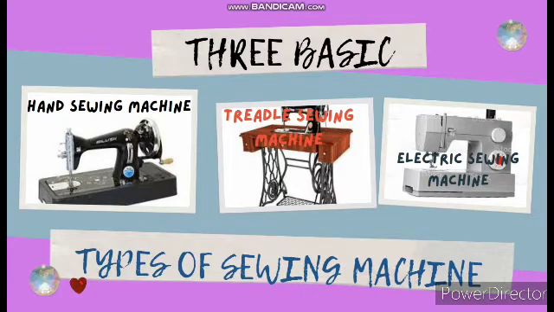Now we are going to look at the three basic types of sewing machine. That is what we are looking at, and that is what is on our scheme of work. We are looking at three basic sewing machines for today. Now we have what we call the hand sewing machine, one, the treadle sewing machine, two, the electric sewing machine, three. So these are the three basic types of sewing machine.